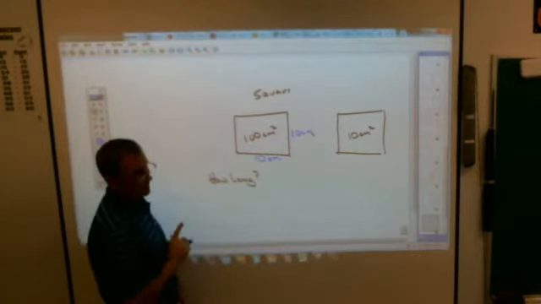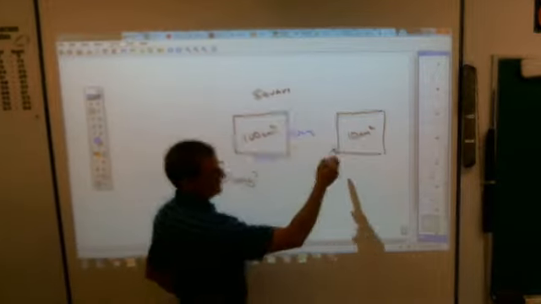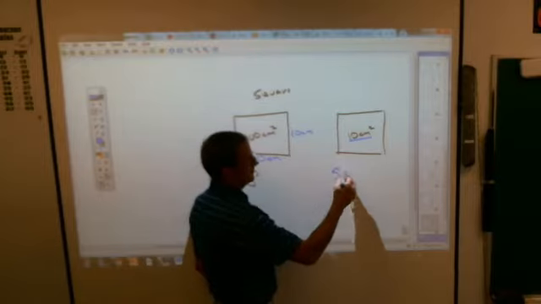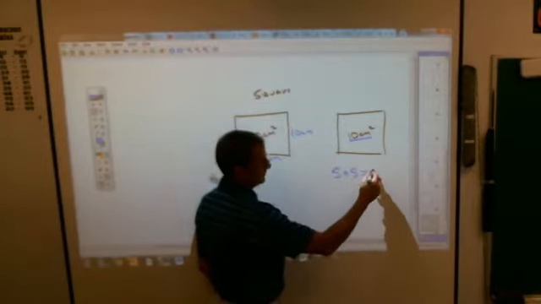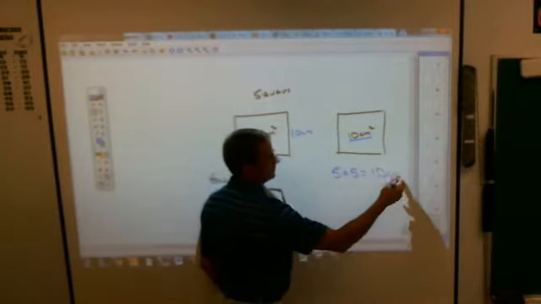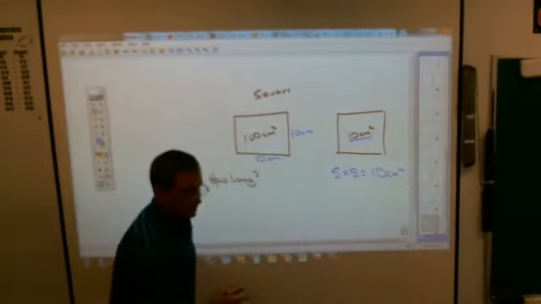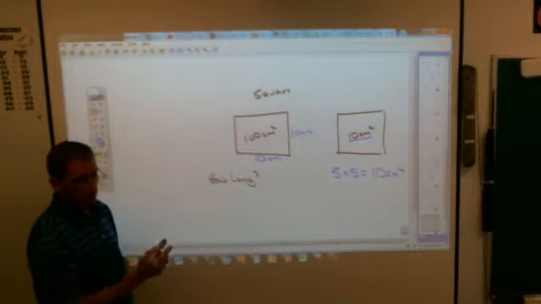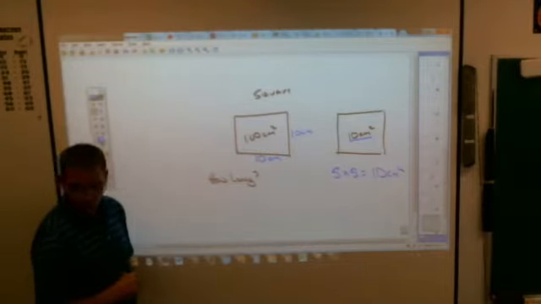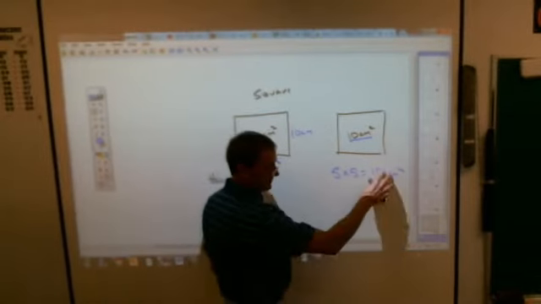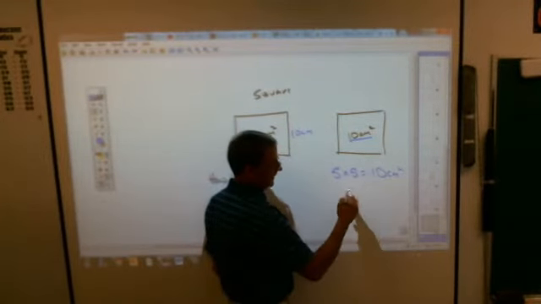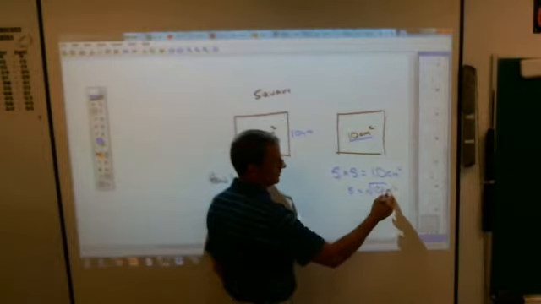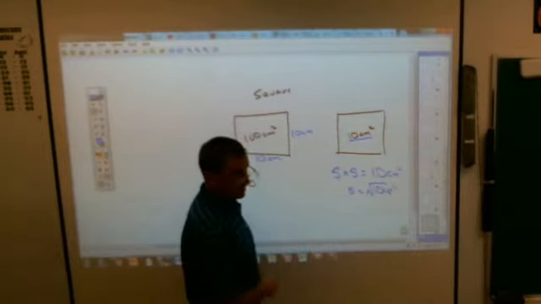Now, using that thought process, what about this? You are looking for this side. What number times itself gives you 10 centimeters squared? Now, we talked about this before. Where did we talk about what number times itself gives you a number? Square root. So the answer to this is S equals the square root of 10 centimeters squared. It's an irrational number, but that's what the answer is.